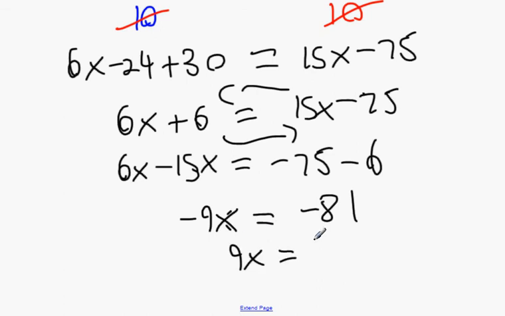9x equals 81. X equals 81 over 9. X equals 9.